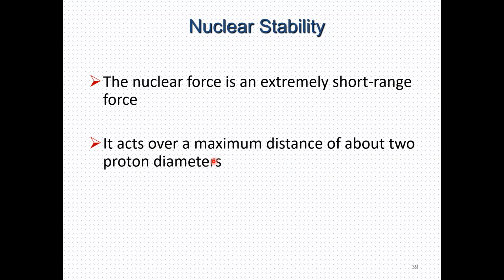I mean, the nuclear force will be operational between 2 protons, or between the proton and neutron, or between neutrons, if the distance between them is equal to about this particular estimate, that is about 2 protons diameter. So if they have this much distance, only then the nuclear force will be operational among them. Otherwise the nuclear force will be weaker in comparison to the Coulomb repulsive force.